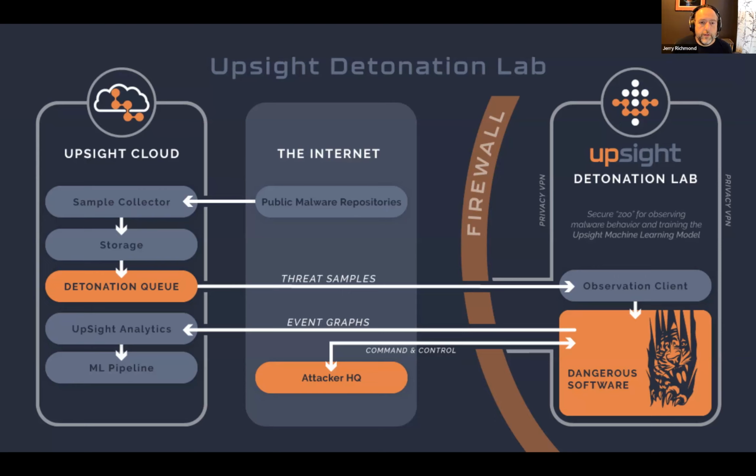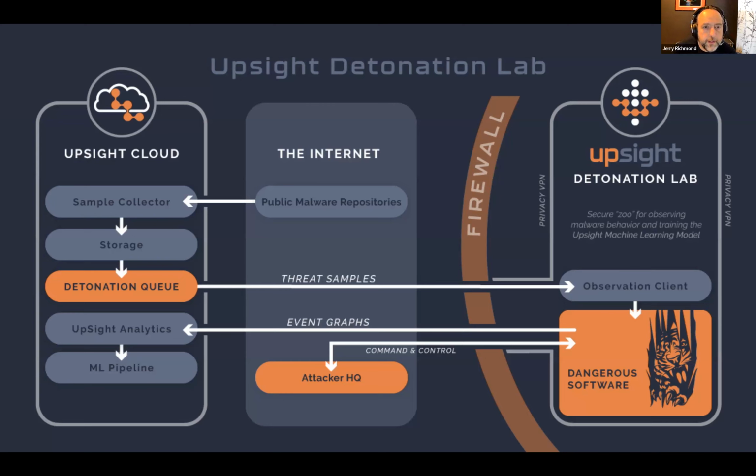One of the things that's important to call out here is that we are able to scale this up. It's difficult to go through tens of thousands of samples quickly when you're doing them one at a time. So the detonation VMs are scalable and allow us to push forward and process samples rapidly.